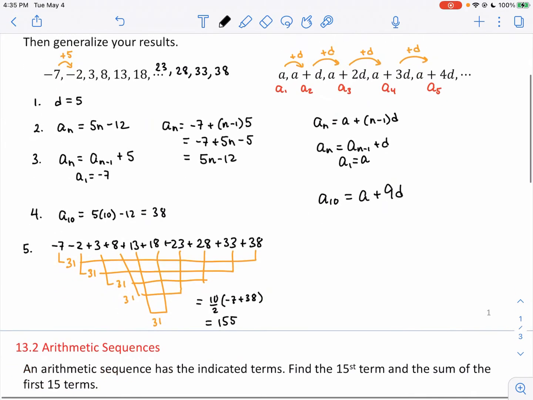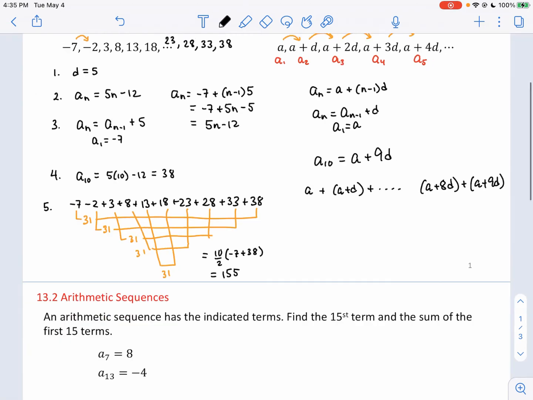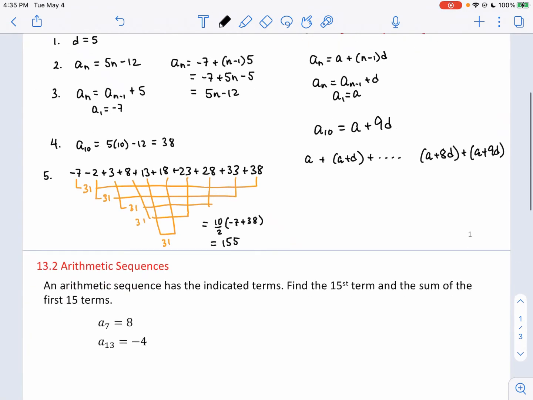And then the sum of the first 10 terms. Okay, so if I were to do A plus D, etc., I'm not going to write them all down. The second to last term, the 9th term, would be A plus 8D, and then the 10th term would be A plus 9D. If you were to do the pattern that we see down below, the sum of these 10 terms would be the number of terms, which is 10, divided by 2, and then we would do the first term plus the last term.